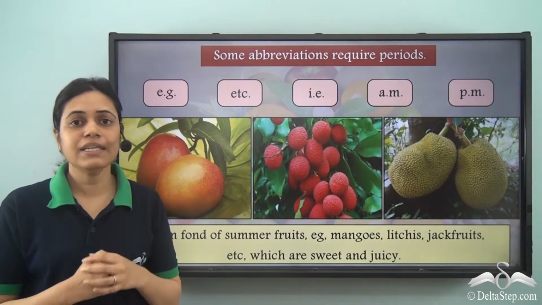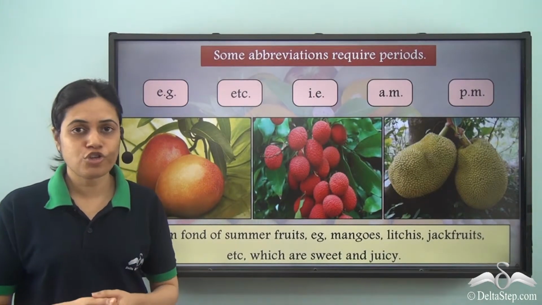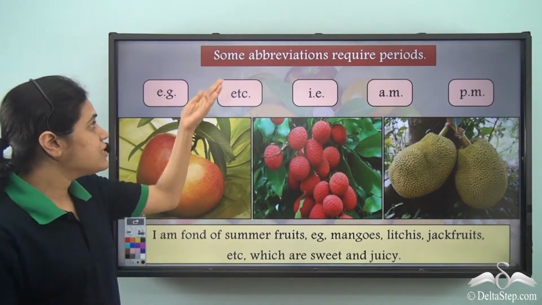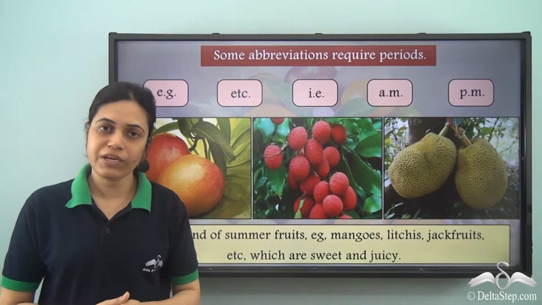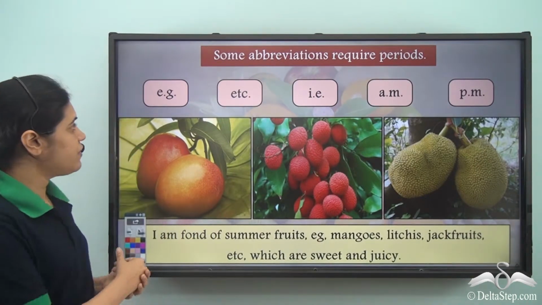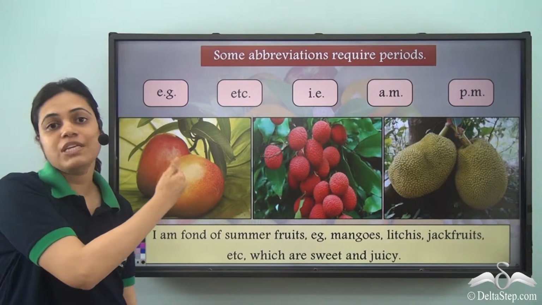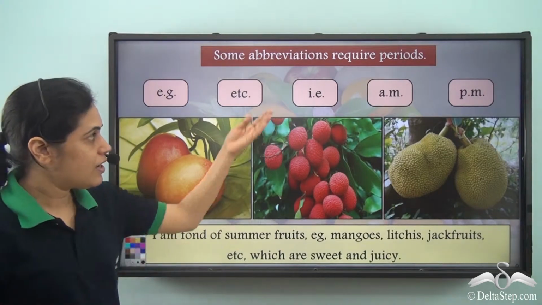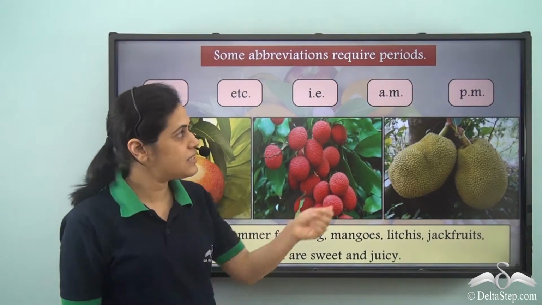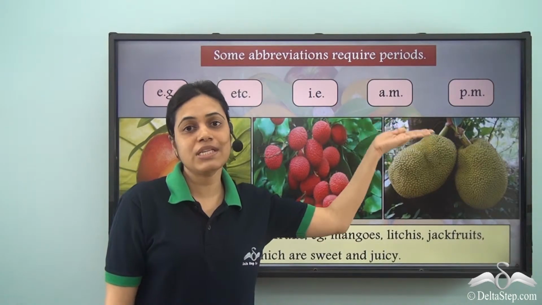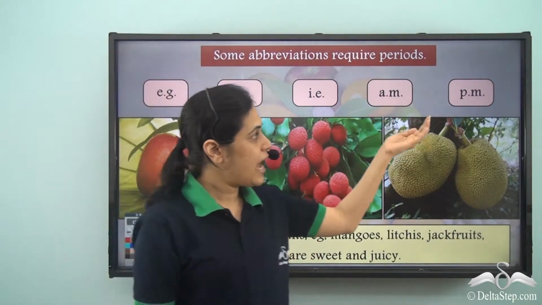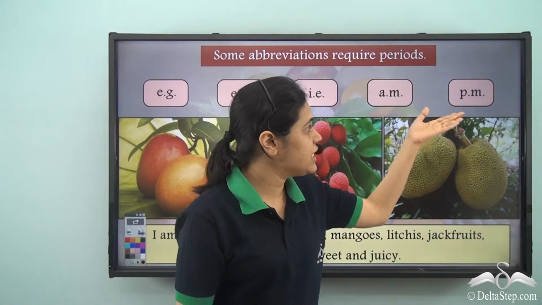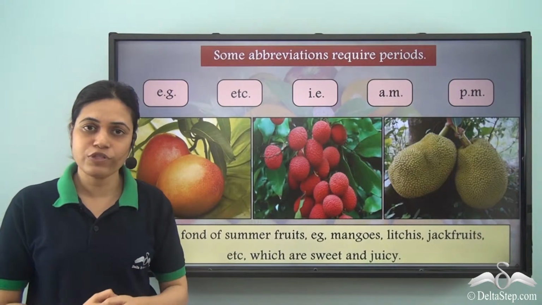Now, other than marking the end of statements, full stops are used at some more places. Like, some abbreviations require periods or full stops. So, abbreviations like e.g., which means for example, etc., which means et cetera, i.e., which means that is, a.m., which is used to indicate time before noon, and p.m., which is used to indicate time afternoon. So these abbreviations require full stops.